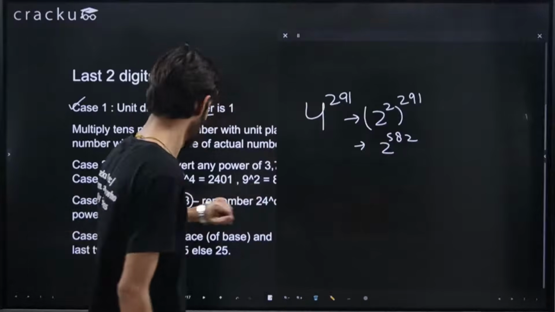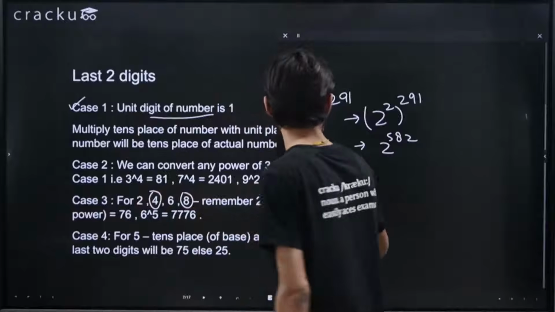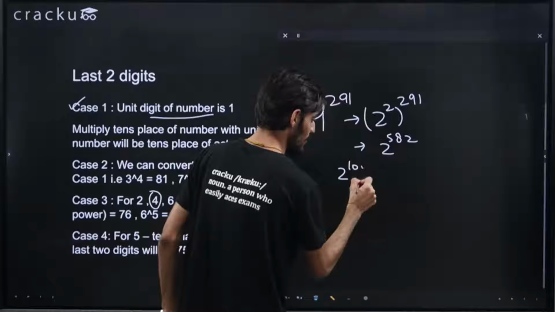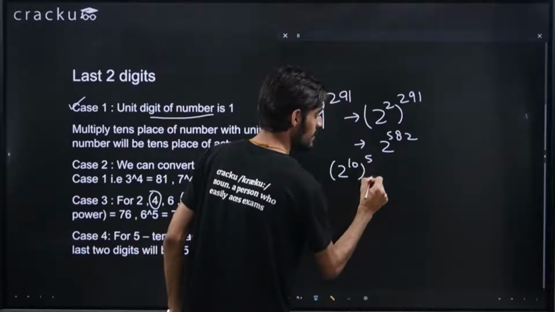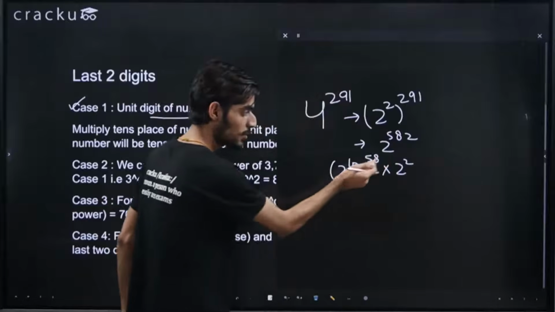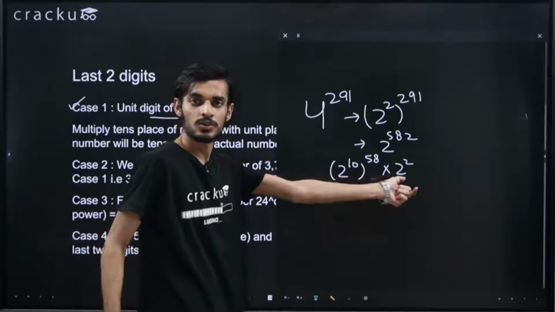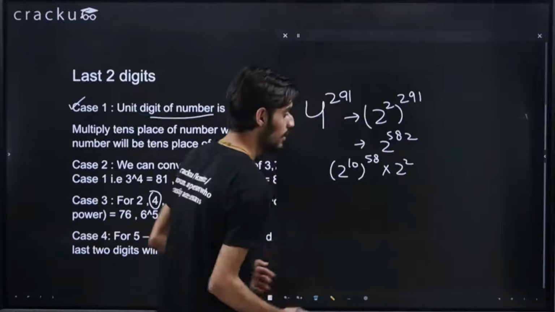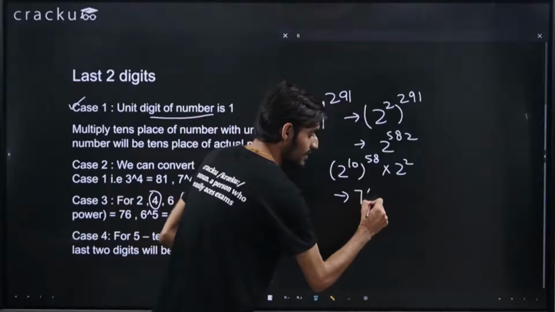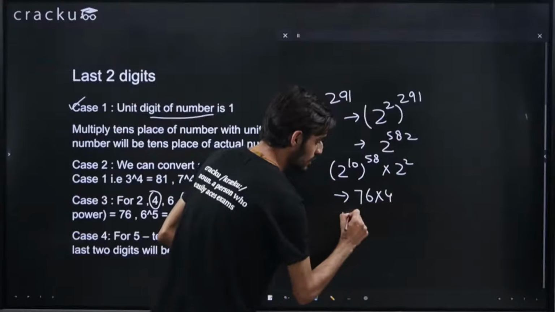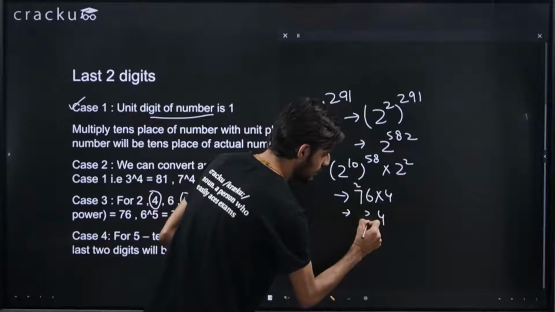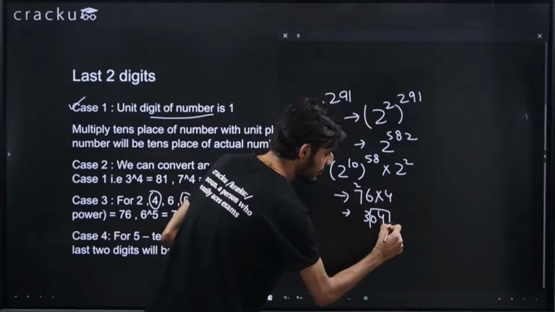Now I can use the concept that I used for 2, that is 2 raised to the power 10. Of course, it will be 58 times, and now it is being multiplied by 2 raised to the power 2. So 58 into 10 is 580, and 2 is the remainder, so I can write it separately. Because this is an even number, the last two digits will be 76 multiplied by 4. So 6 into 4 is 24. So 2 carry, 7 into 4 is 28, and 3. So the last two digits will be 04.